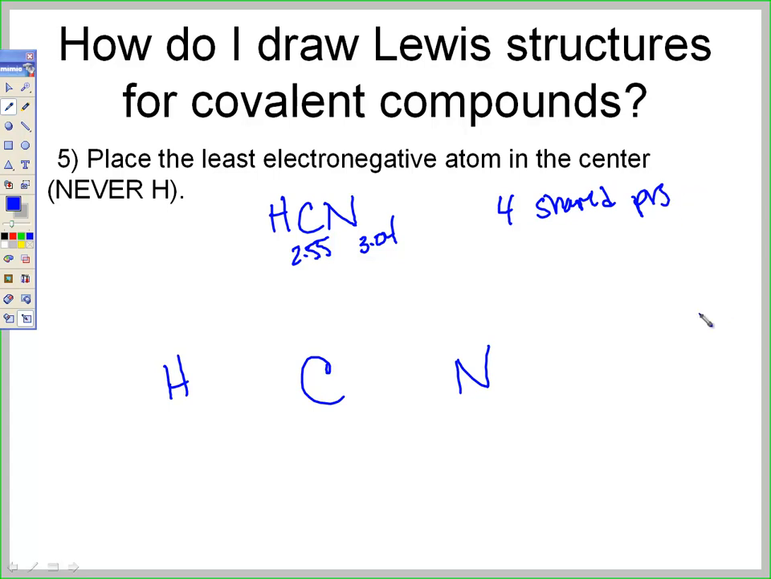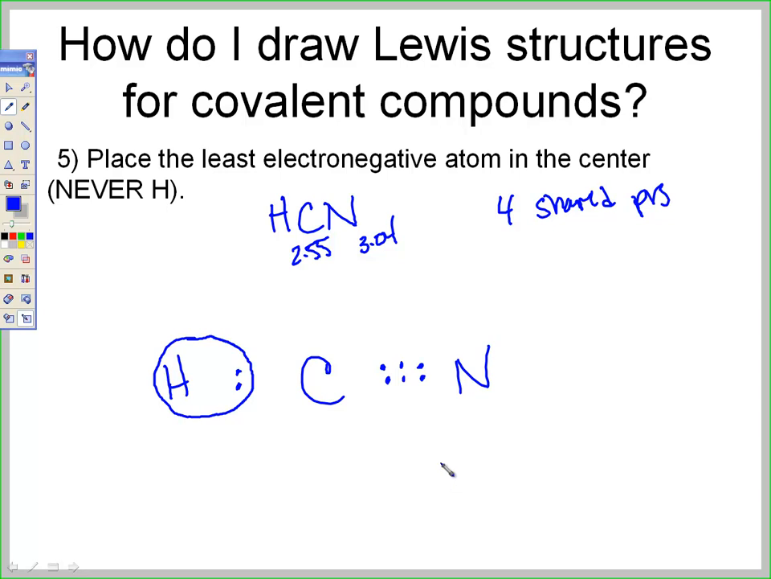And that's what I need to distribute first. So I'm going to do 1 shared pair in between each. That's 2. And I have 2 more that I need to go on. But this hydrogen is done. He only wanted 2, so I can't add any more to hydrogen. So the only place I can share pairs is right here. So the remaining 2 pairs need to go right here between carbon and nitrogen.